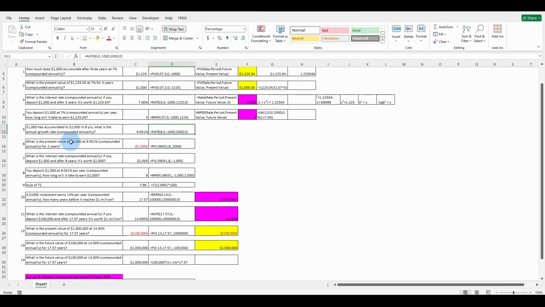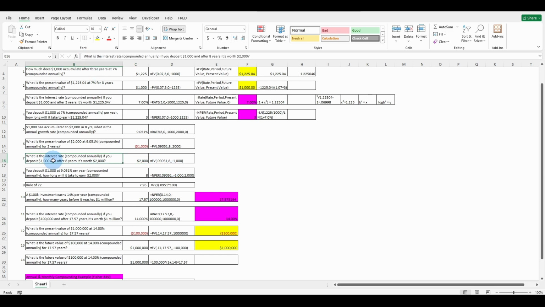What is the present value of $2,000 at 9.0? We're just going to reverse this. We're trying to find the present value of that $2,000. So it's $1,000. What is the interest rate? We're going to look at the same thing as we looked at earlier. Future value, C12, $2,000, the term.